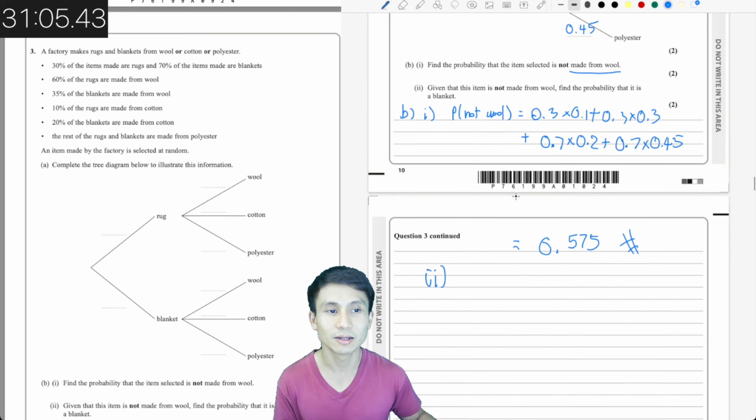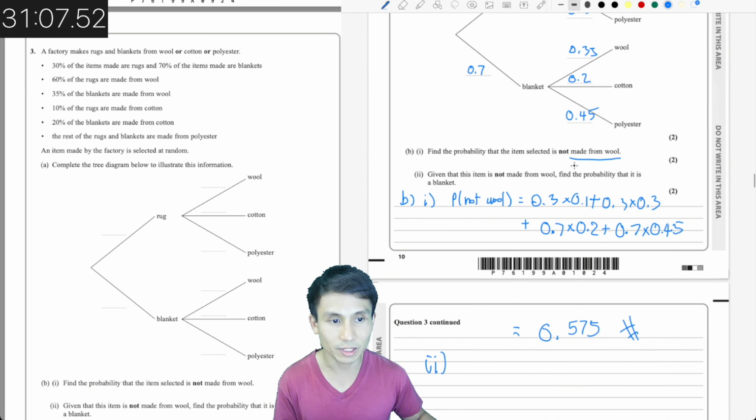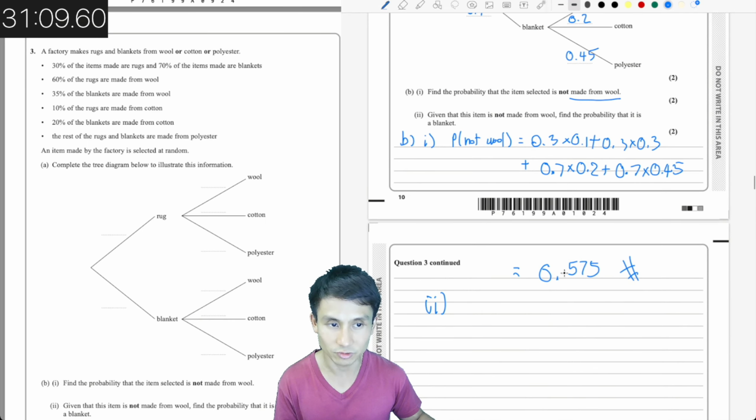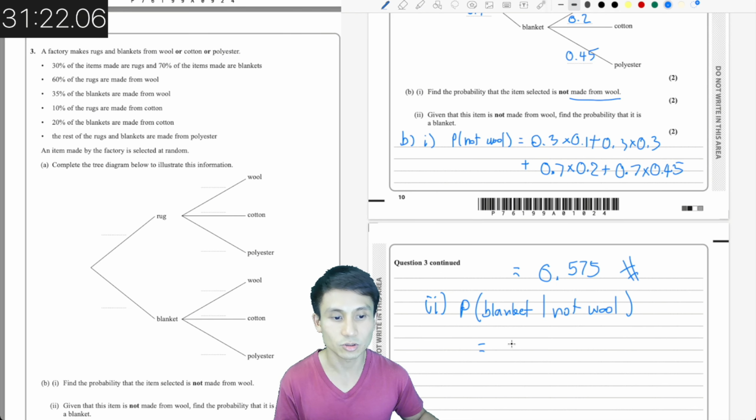BII, given that this item is not made of wool, find the probability that it is a blanket. Not made of wool we already found, so we're going to use this probability. So this is the probability of blanket given that it is not wool. All right, so it's just probability of blanket.